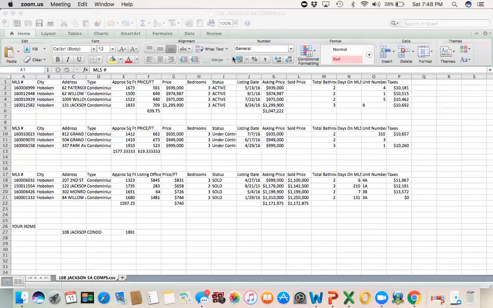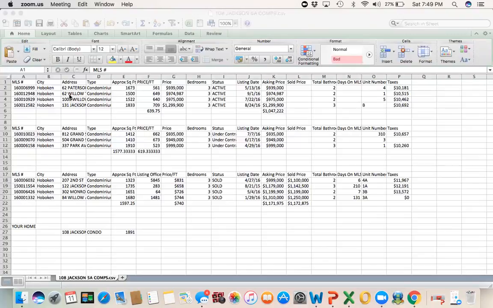Okay, hi guys. This is how to find and build comps. Just starting off, this is what my comps look like. This is the most recent detailed comp page that I did for my last listing at 108 Jackson. This is what I sat down and had at the end of my listing presentation. So we're just gonna go right away.